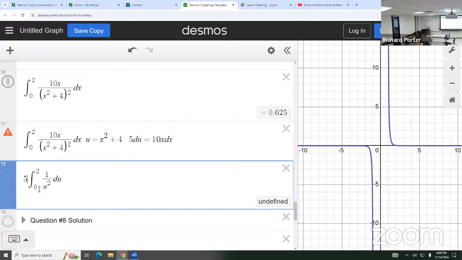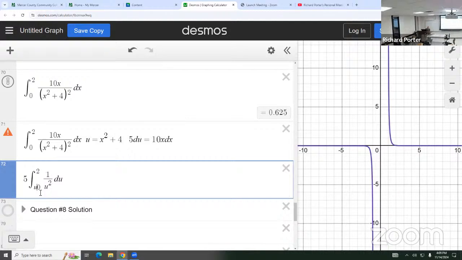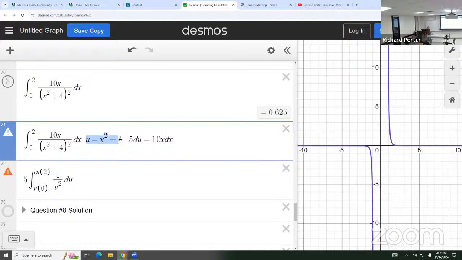Okay, but now can I leave the 0 and the 2 here? Those are x values. So how do I change them to u values? I have to do u of 0 and u of 2. What is u of 0 equal to? Plug 0 into the equation for u. That's substitution, right? So what's u of 0 equal to?